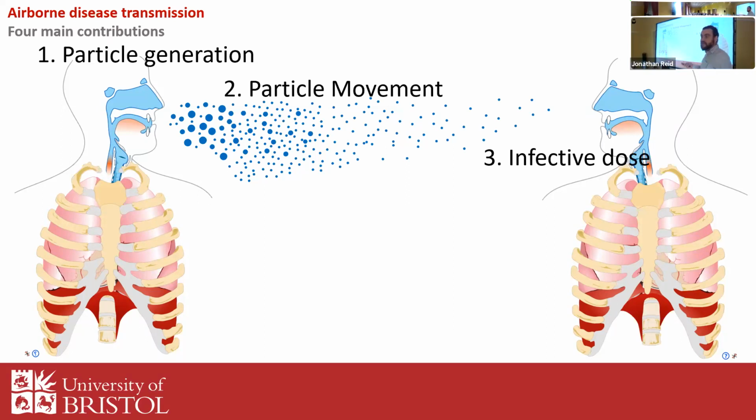The infected dose. So does the right pathogen reach the right tissue in the right amount to cause an infection? Some things can affect this. For example, your natural immunity, if you're vaccinated, or even if you're wearing a mask.